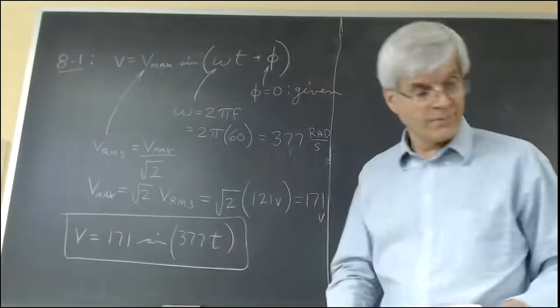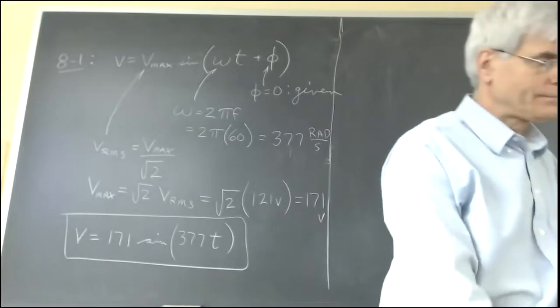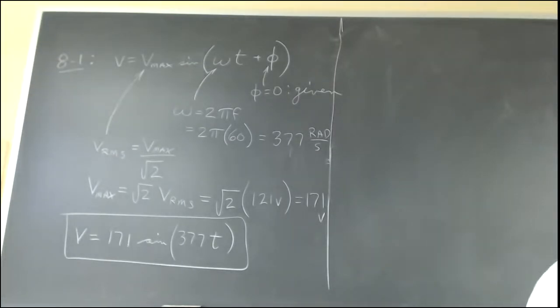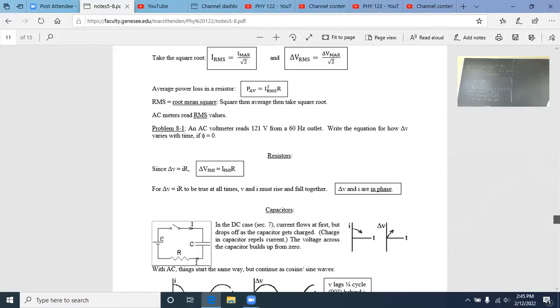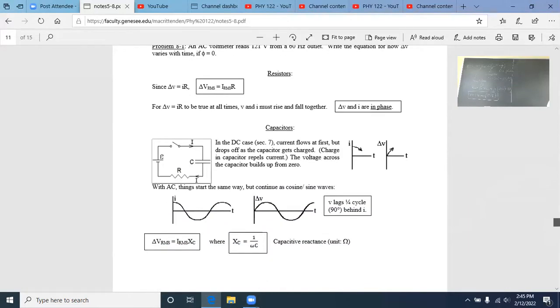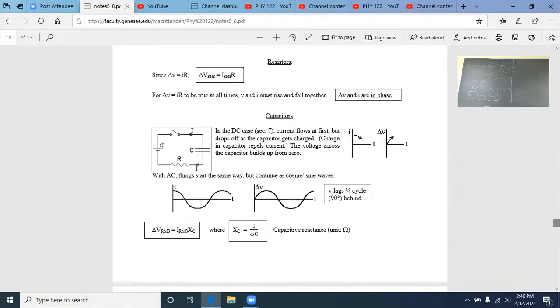Now let's see. Back to the notes. Okay, so that's sort of a general introduction to what's going on with an alternating current. Let's talk specifically about what happens when AC goes through a resistor or a capacitor or an inductor. Let's take them one at a time.